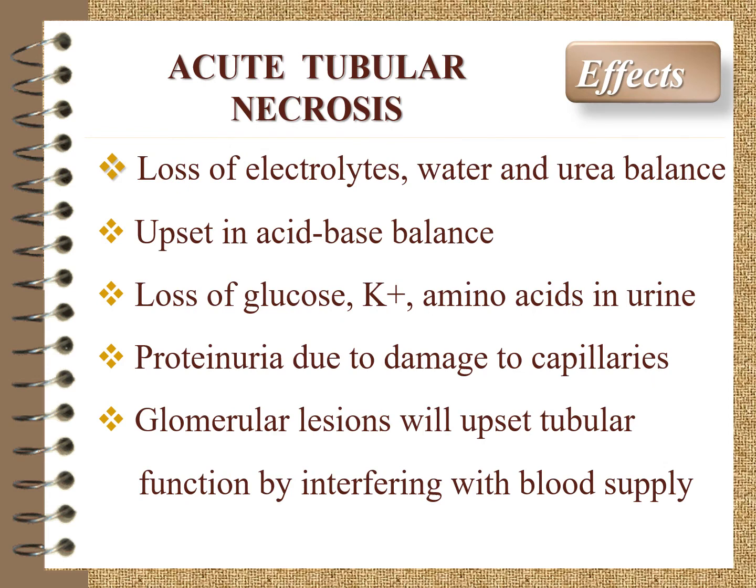Effects of tubular damage are gross biochemical changes such as loss of the mechanism controlling balance of electrolytes, water and urea, acid-base balance, and loss of substances in urine normally completely or almost completely reabsorbed: glucose, potassium, amino acids, and proteinuria due to damage to associated capillaries. It must also be apparent that glomerular lesions and pathological changes in the renal pelvis will upset tubular function by interfering with blood supply.